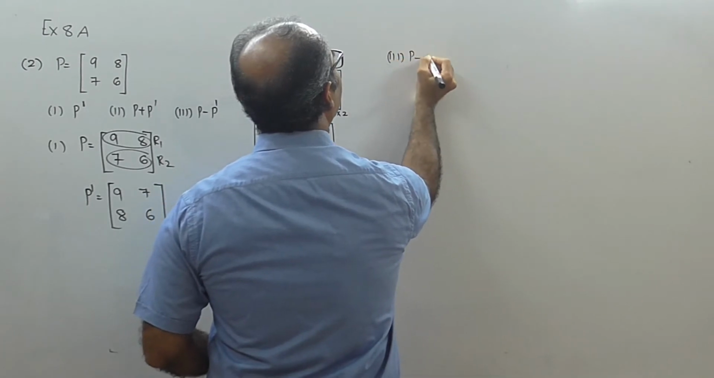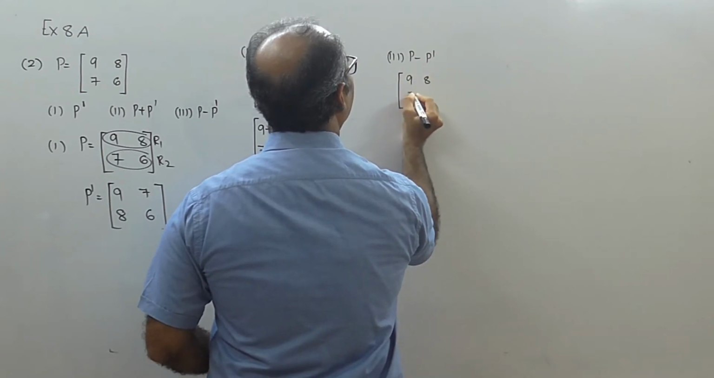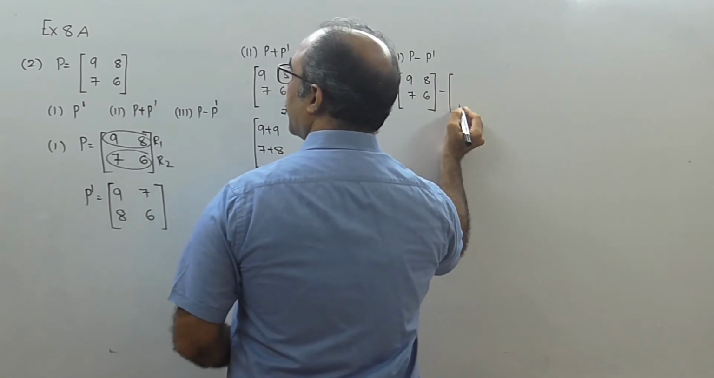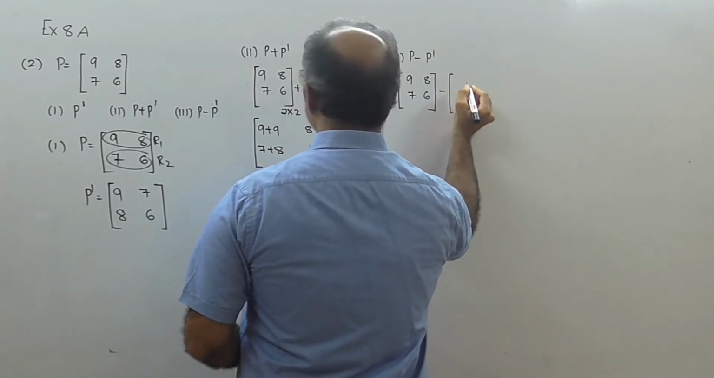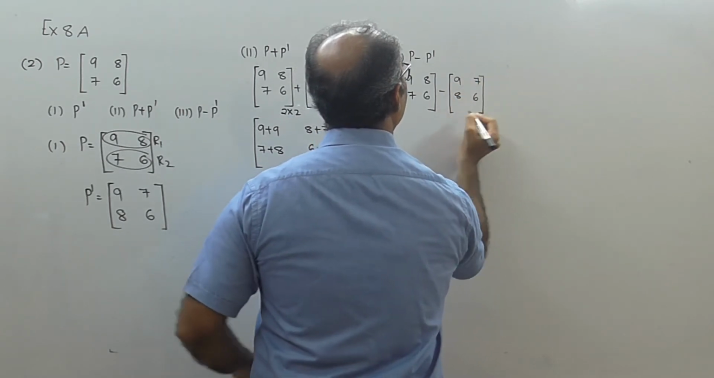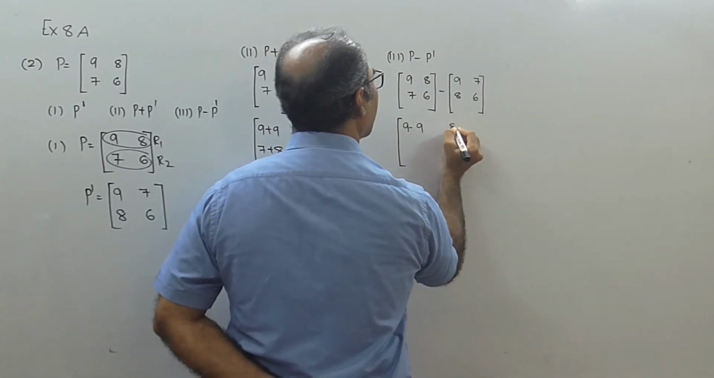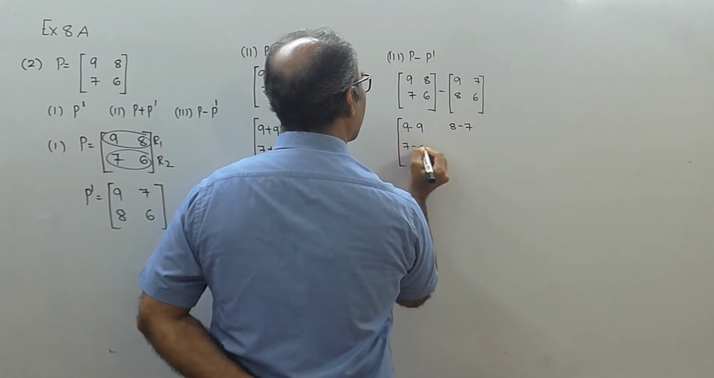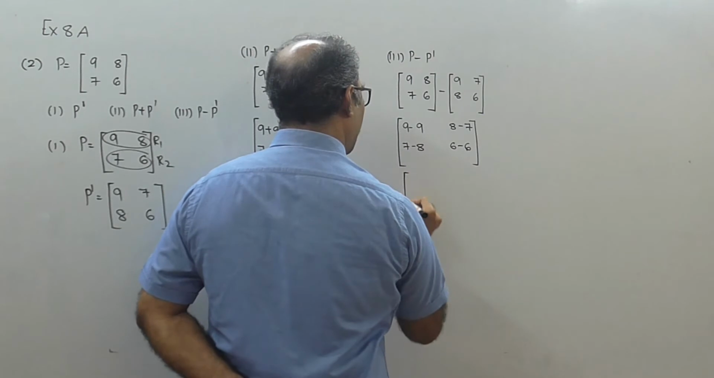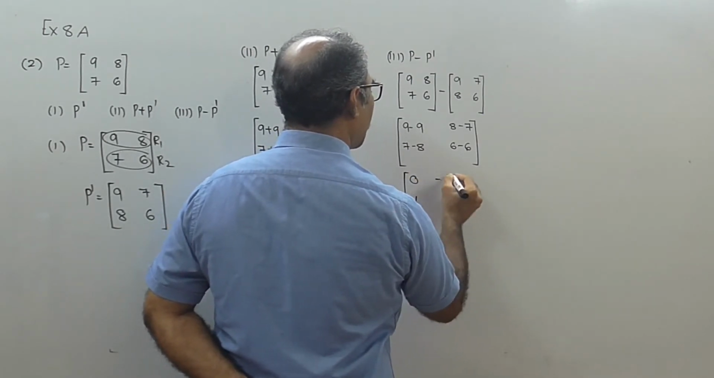Third is, you have to find the value for P minus P dash. 9876 minus P dash is 9786. So subtract, you get 9 minus 9, 8 minus 7, 7 minus 8, 6 minus 6. 9 minus 9 is 0, minus 1, 1, 0.